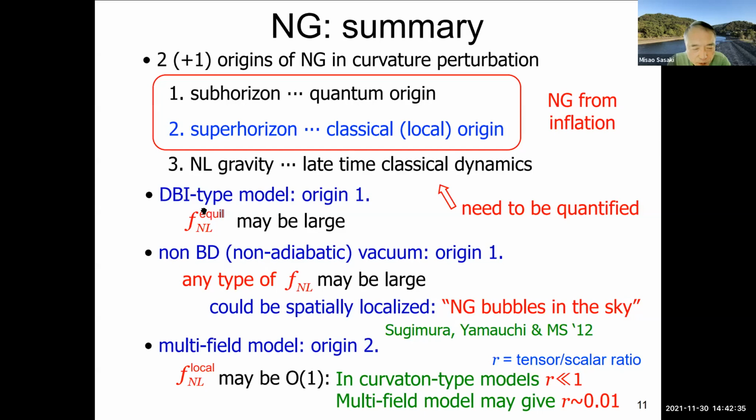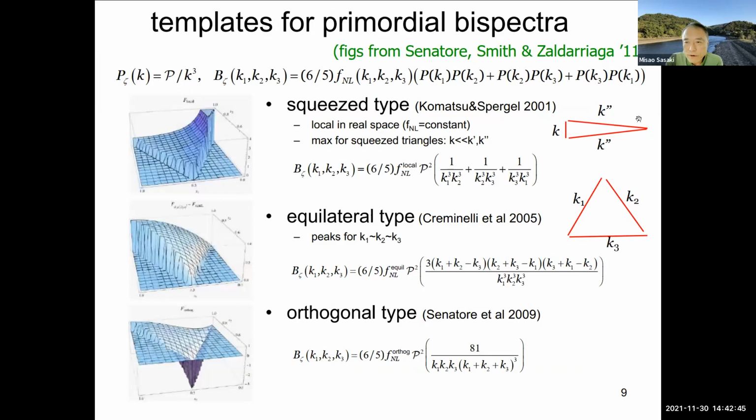One is called the local type, and this local type non-Gaussianity, in terms of the form of the three-point function in momentum space, is this squeezed form. This corresponds to the local type non-Gaussianity, okay? And if your non-Gaussianity is peaked around a triangle shape, or maybe even the orthogonal type, meaning that it is not peaked at this squeezed limit, then it should have come from some non-trivial quantum dynamics inside the horizon, or some non-trivial vacuum state.